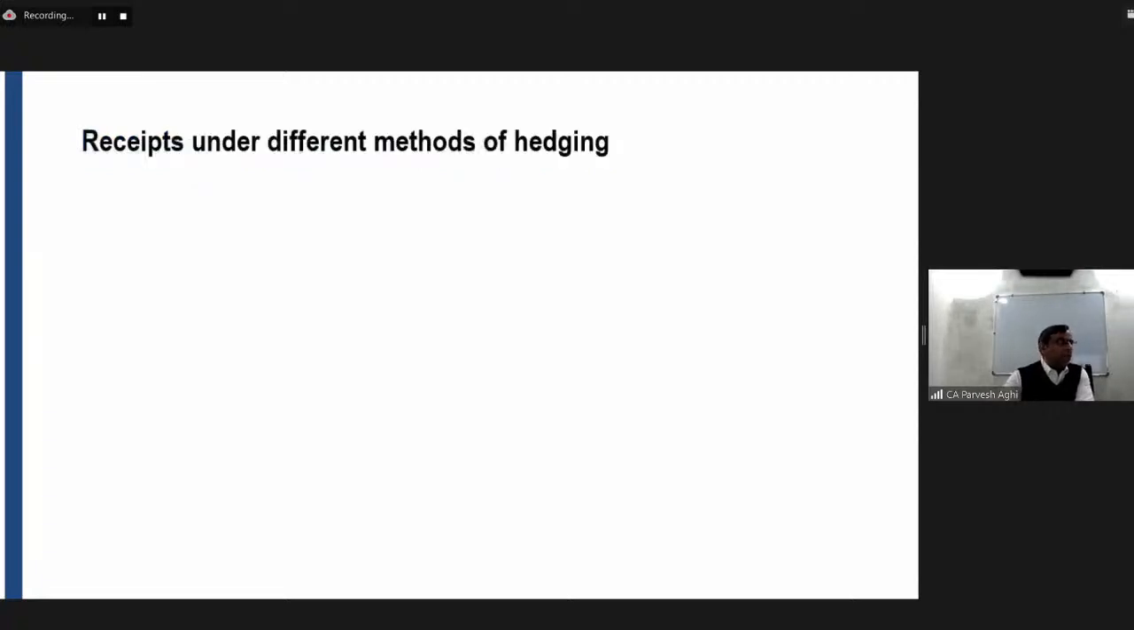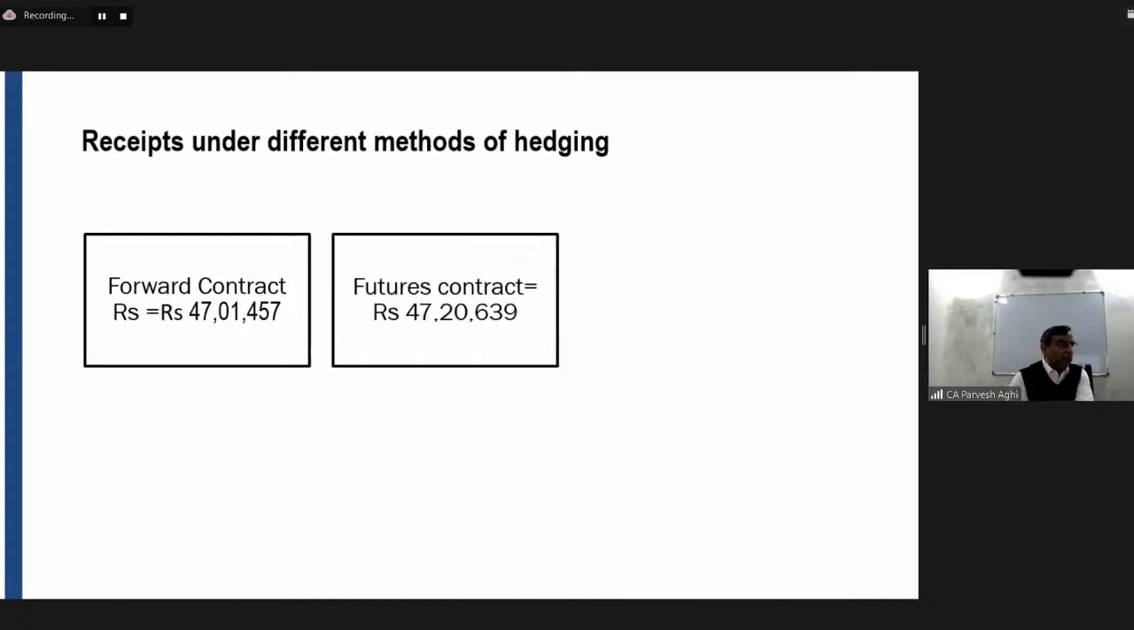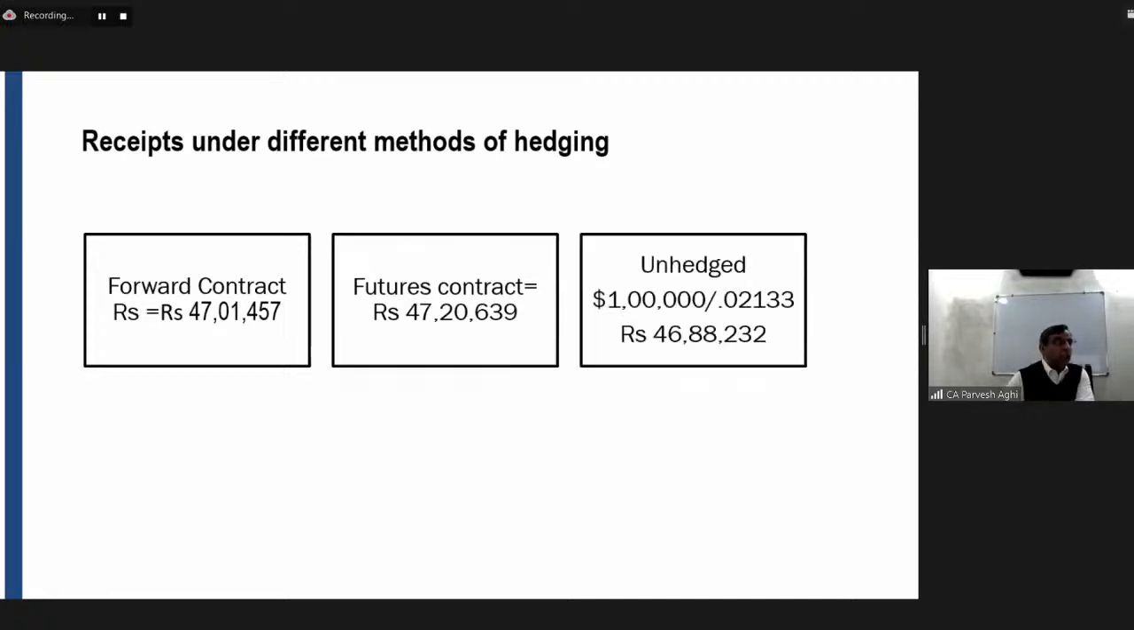Now we have the figure for forwards and the figure for futures. Let's compare the receipts under different methods of hedging. First was a forward contract, where the money he got was 47,01,457. Now, the futures contract gives him 47,20,639. And then, if he's unhedged, whatever spot rate prevails on 1st of September will apply. That rate is 0.02133, so we divide and find out the amount he's going to get.